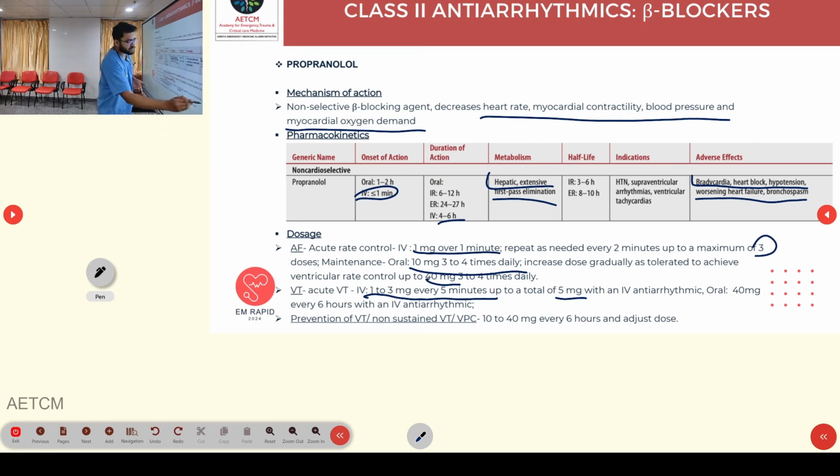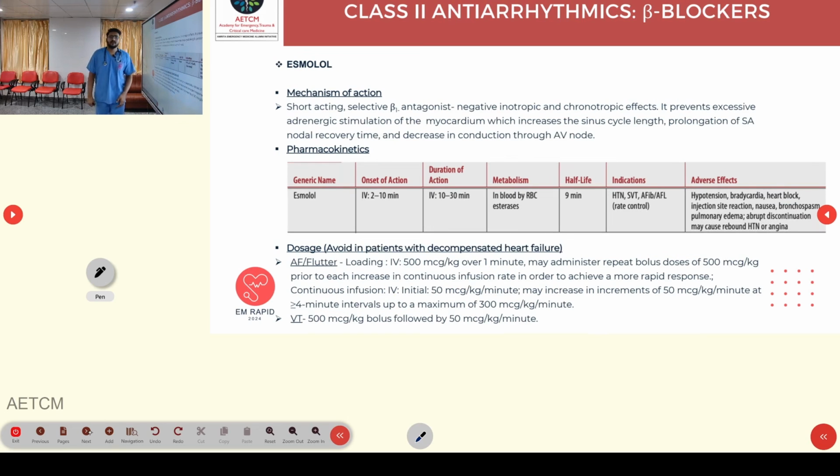Oral dosing is 40 mg every 6 hours with an IV anti-arrhythmic. And for prevention of VT and VPCs, we have similar dosing, 10 to 40 mg every 6 hours. Coming to the drug esmolol, it's a short-acting selective beta-1 antagonist.